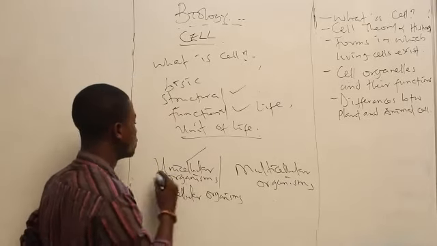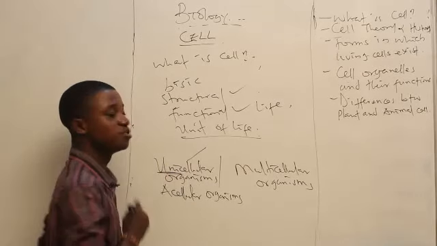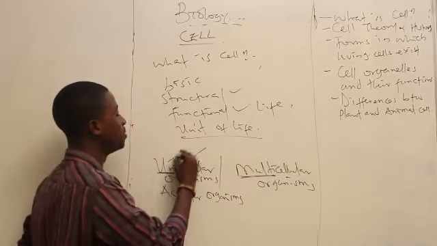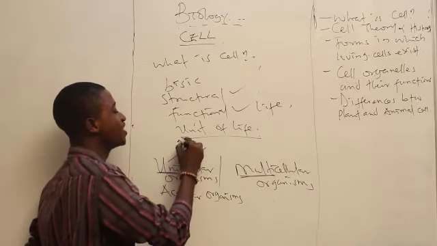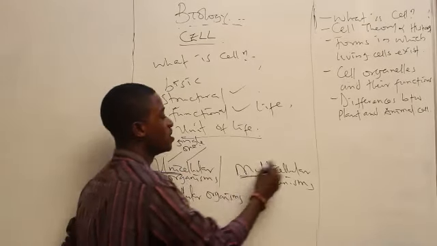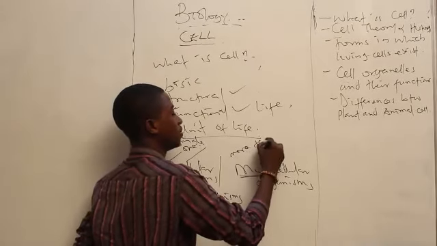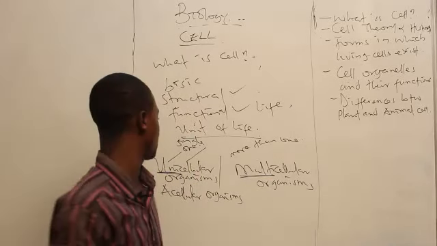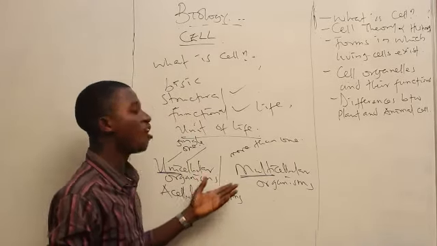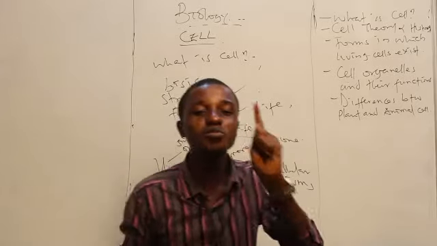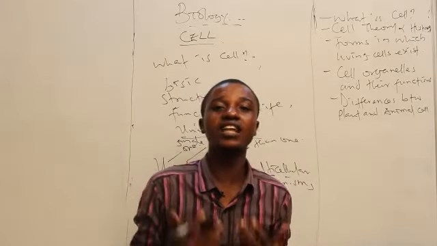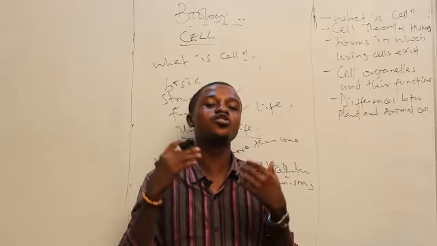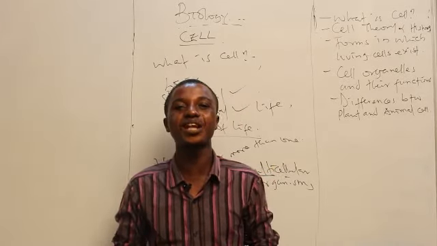The word unicellular has uni. The word multicellular has multi. Uni simply means one, single, while multi means what? More than one, or simply say groups. Now, unicellular organisms are organisms with only one single cell. And so we say what? Unicellular organisms or what? Acellular organisms.